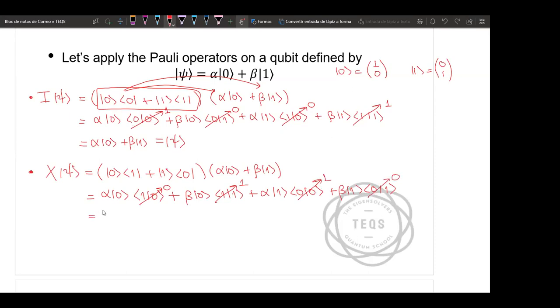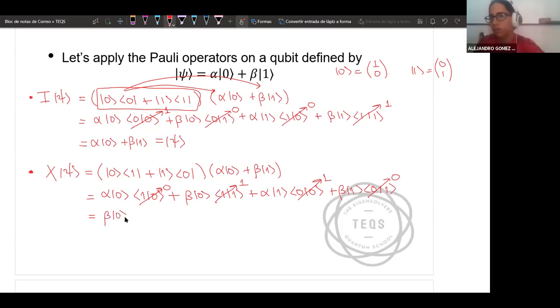1 and 0. So what we get is beta 0 plus alpha 1. So let me rewrite it as this: alpha 1 plus beta 0. And consider the initial state, which was alpha 0 plus beta 1. So let's see what the X gate did to our state. So we had alpha 0, and what happened then? We flipped the 0 state. And the same happened with the 1 state. It was 1 and then it was 0. So this X gate is flipping the basis states of our state.